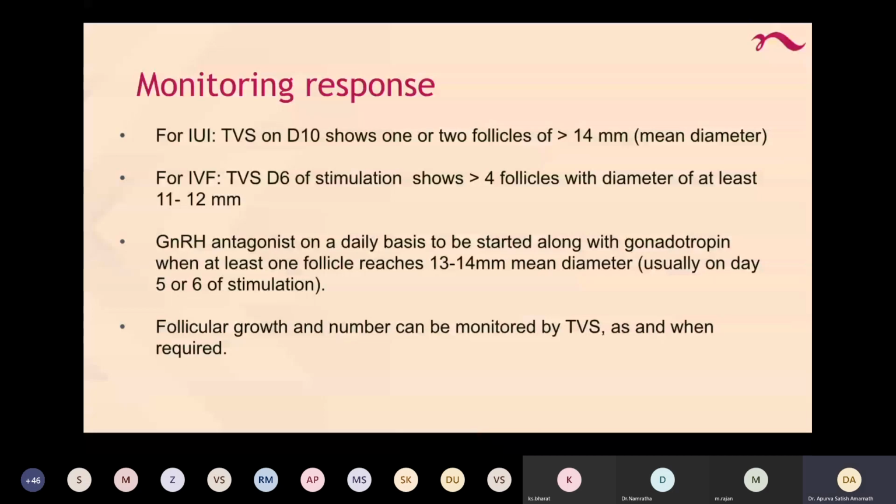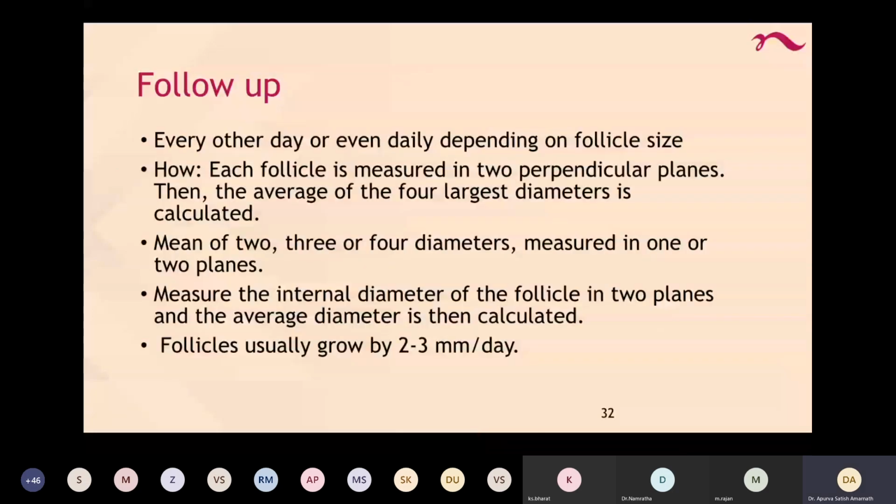So for monitoring of the response, follow-up needs to be done in serial manner, every other day or even daily, depending on the follicular size and the response. Each follicle is measured in at least 2 perpendicular points, and the average of the largest diameters is calculated. The measurement should be done on the internal diameter, so the inner to inner diameter in 2 planes, and the average diameter is calculated.